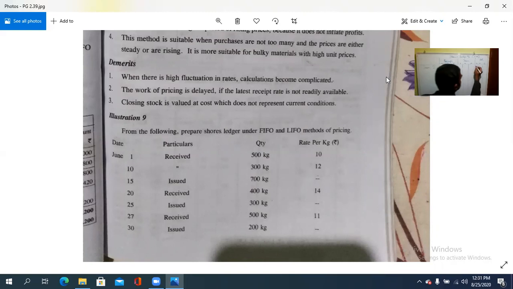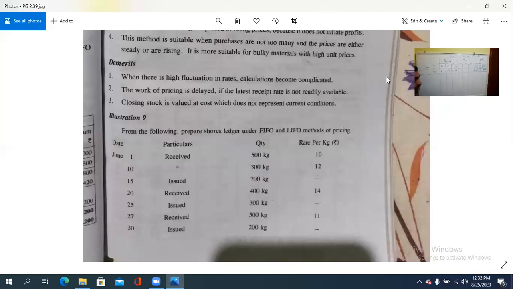500 at 10 is 5,000. So the first case is over, isn't it? Then the second, June 10, what is that? Received again 300 at 12, so 3,600. So how much is the quantity now? 500 at 10, 5,000, then 300 at 12, 3,600.